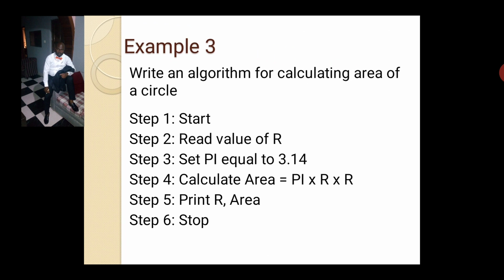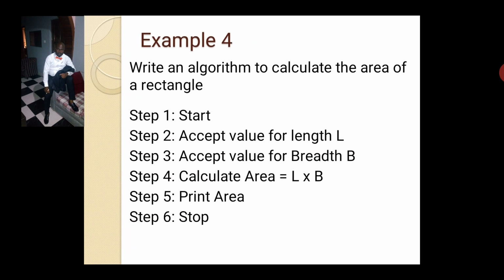Now step 4, calculate area. Remember, we are trying to calculate the area of a circle. Calculate area, which is equal to pi times r times r, which is pi r squared. But here you write it as pi times r times r. Step 5, you print area. And step 6, you stop or you end.